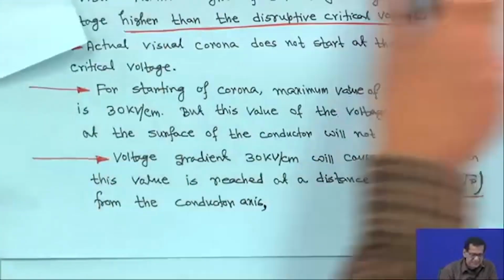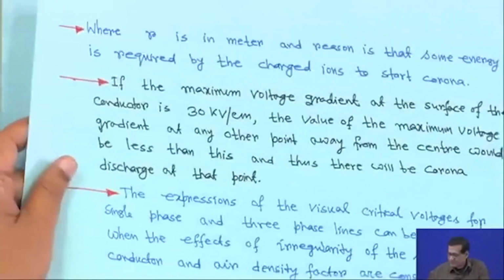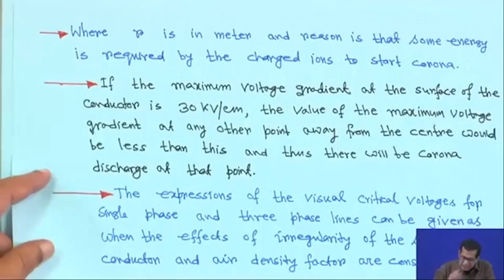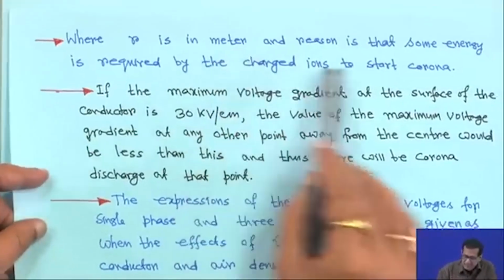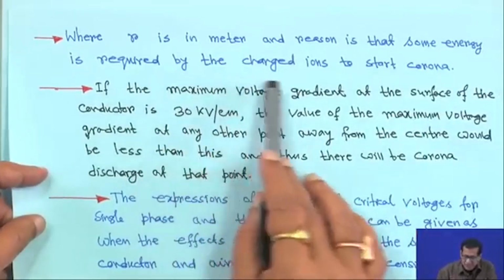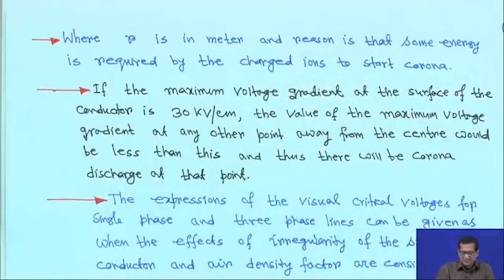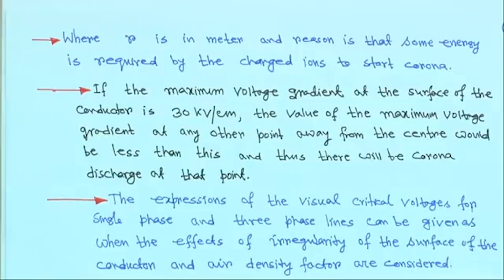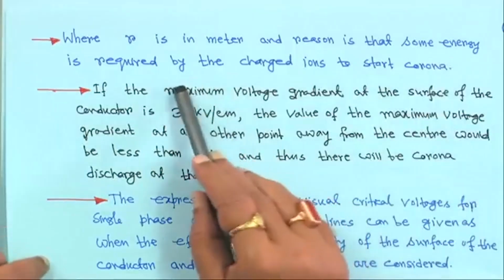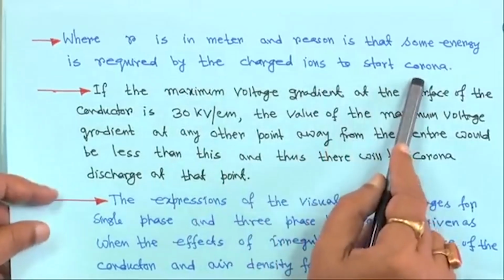So, that means R is in meters, and the reason is that some energy is required by the charged ions to start corona. That is why it is approximately R plus 0.0301 root R. So, some energy is required by the charged ions to start corona.